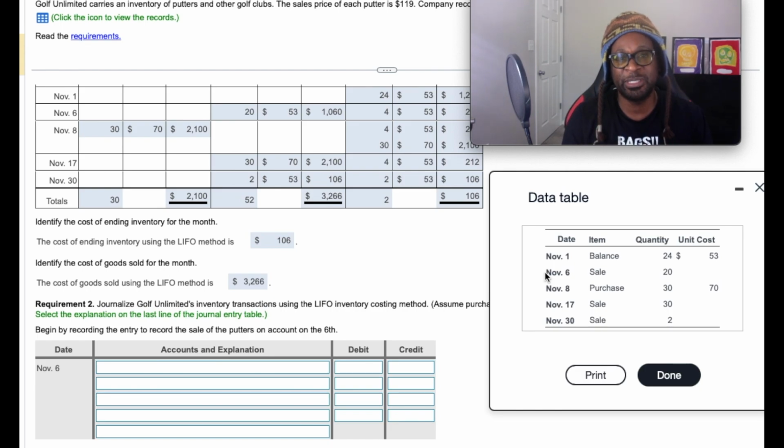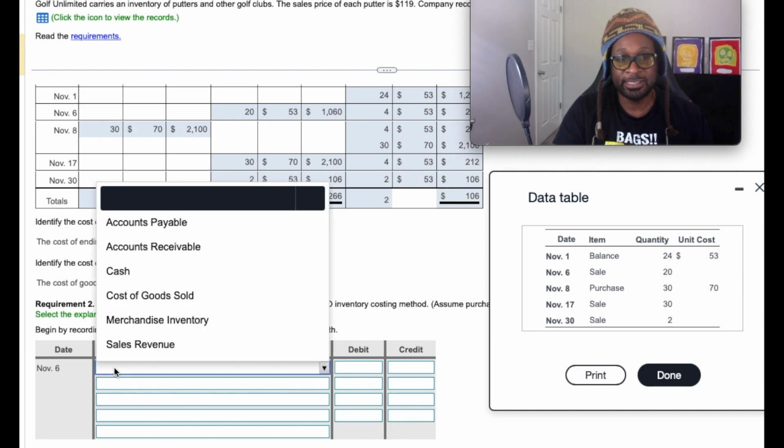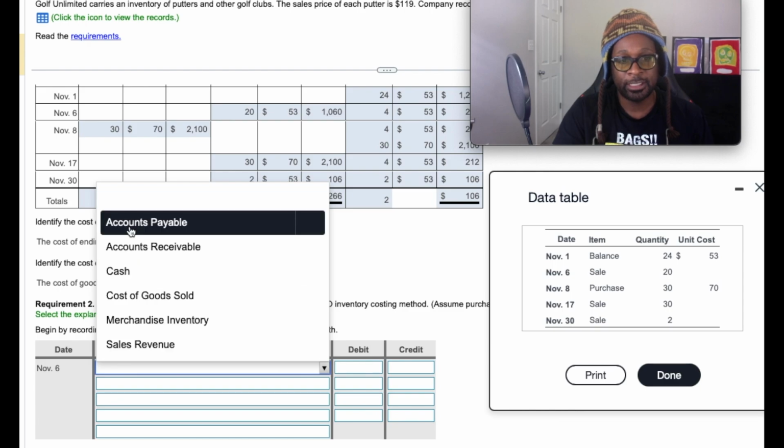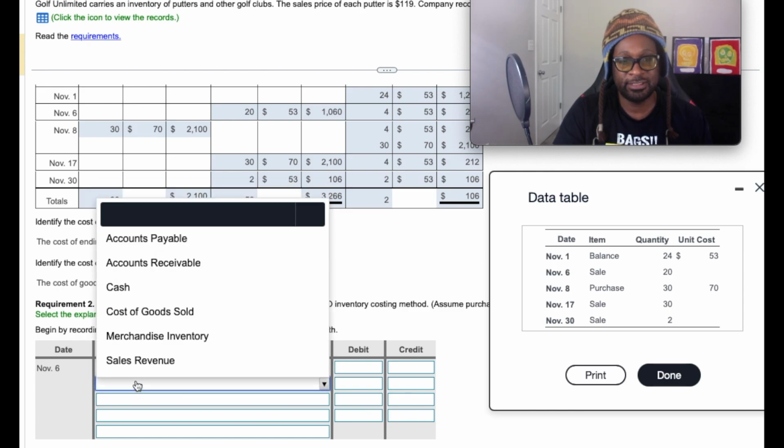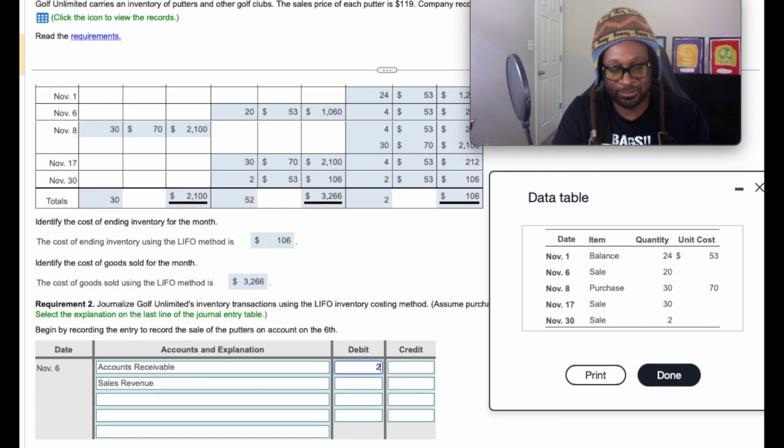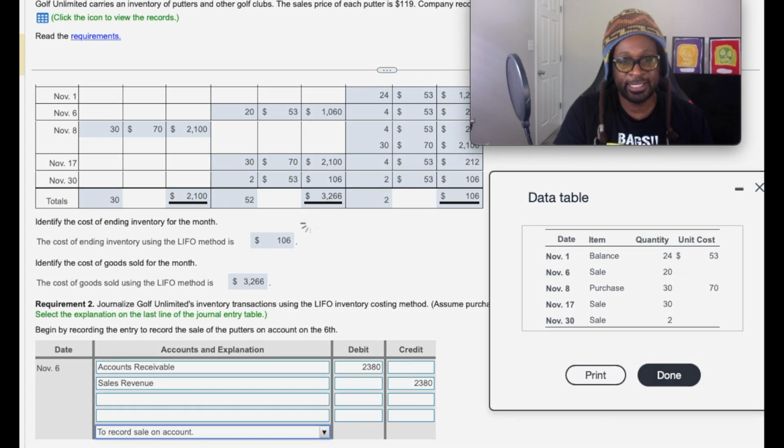And we saw at the beginning of the description that we sold our products at a selling price of $119. So in terms of those 20 units that were sold on November 6th, we're going to take those 20 units and multiply it times the 119, which is the selling price, which means that we're going to debit accounts receivable and credit sales revenue for the $23.80. We're going to check the answer.